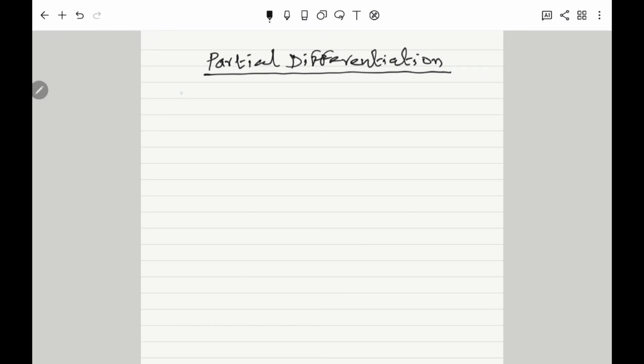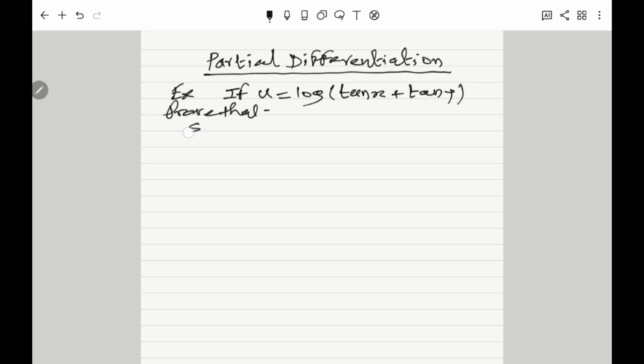Let us solve the problem. If u is equal to log of tan x plus tan y, then prove that sin 2x into dou u by dou x plus sin 2y into dou u by dou y is equal to 2.